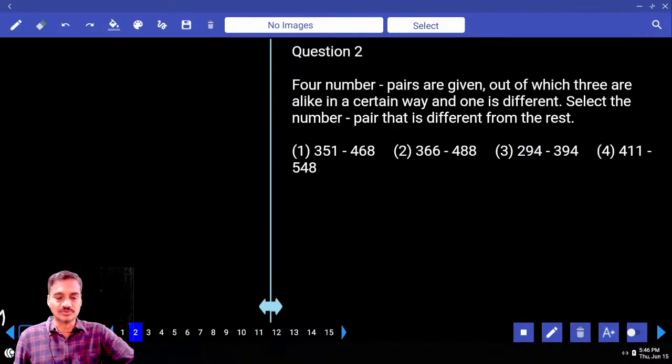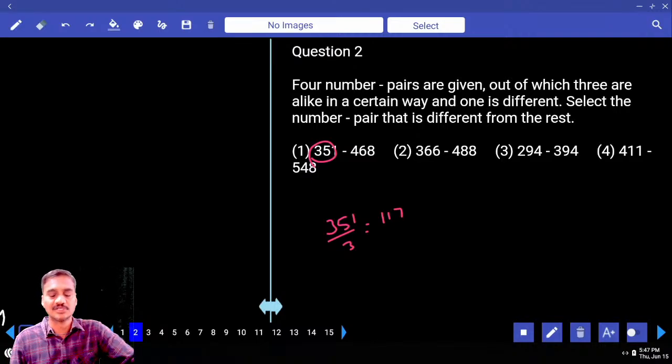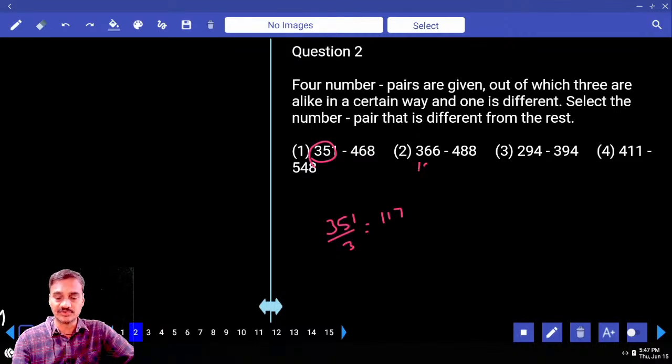Then coming to question number 2, 351 and 468. What is the difference between these two numbers? The difference is 117. How do you get 117 with the help of 351? 351 divided by 3 is 117. Hence the first number divided by 3 and added to itself gives 468. In the same way, 366 divided by 3 is 122, and when added to 366, the sum is 488.